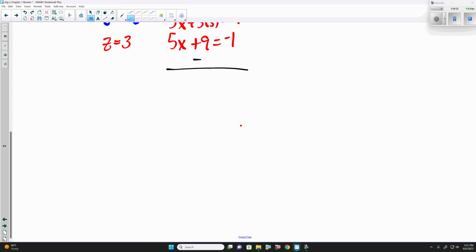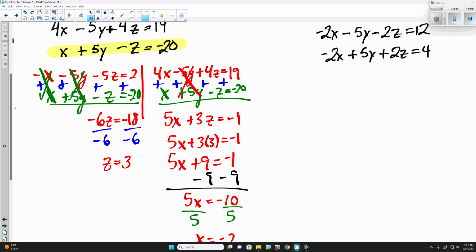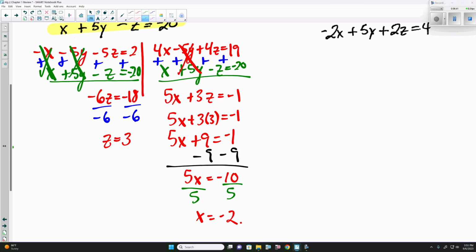At this point here, we can subtract 9 from both sides, telling us 5x is equal to negative 10. Divide by 5, telling us x is negative 2. And last but not least, we can plug this back in to find y.